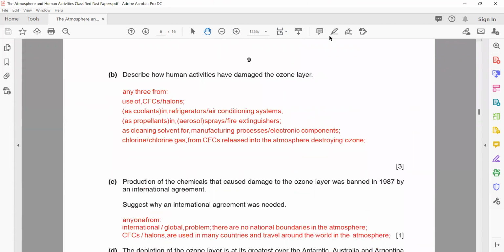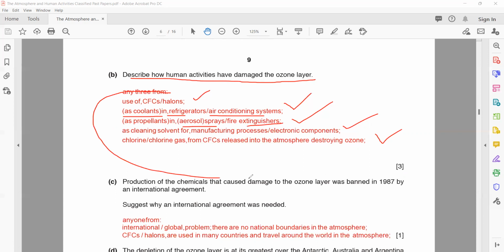Okay. Describe how human activities have damaged the ozone layer. And here you see the use of chlorofluorocarbons as a coolant in refrigerators and air conditioner systems. That is one reason. Aerosol sprays, fire extinguishers, another reason. Cleaning solvents, manufacturing processes, electronic components, chlorine gas, CFC release into the atmosphere, destroying the ozone. So all these things are the human activities which are damaging the ozone layer.